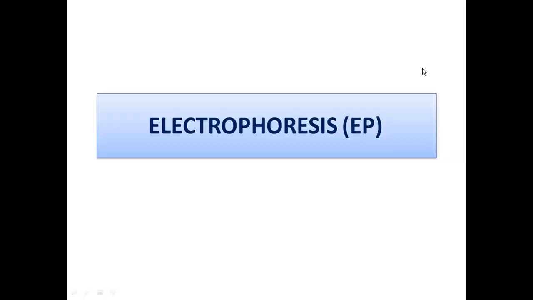So the electrophoretic technique is a non-chromatographic technique. It doesn't require any stationary phase and mobile phase, but it is a highly powerful separation technique, which is used for the separation of a variety of species which are present in different samples.